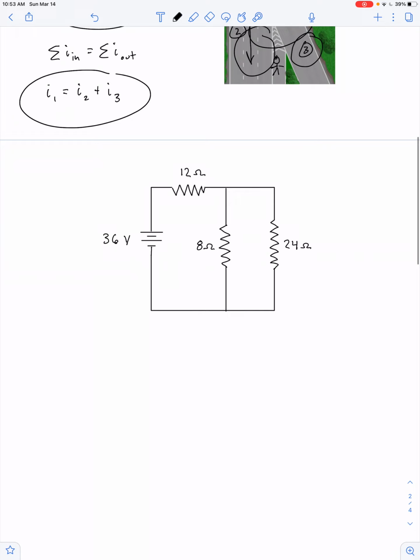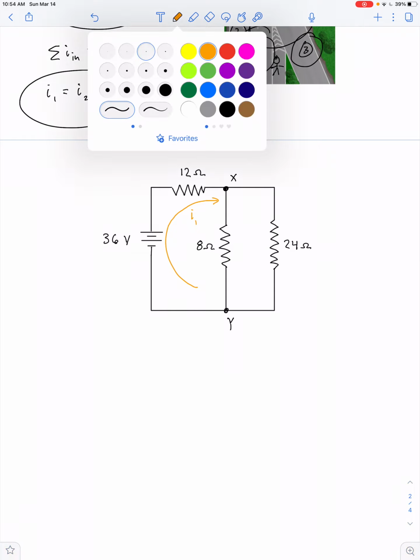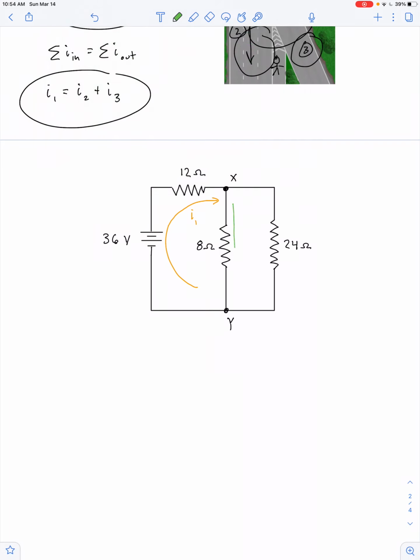So we can see Kirchhoff's junction rule applied to this example circuit. Number 1, identify where the junctions are located. So there's a junction here, we might call that X. Another junction here, we can call it Y. And so we can label the currents. There's some current that flows through the battery and through the 12 ohm resistor. So we'll call that current I1. That current reaches the junction at point X, and some of the current then flows through the 8 ohm resistor. We'll call that I2.